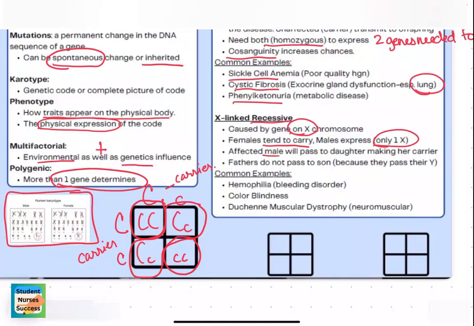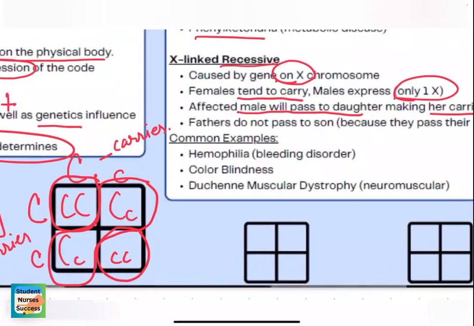So an affected male will pass it on to his daughter because the male passes the X to the daughter, making her a carrier, and fathers do not pass it to the son because they pass their Y to their son. It's mothers that pass it to the son because they pass their one X there. Common examples include hemophilia, which is a bleeding disorder, color blindness, or Duchenne's muscular dystrophy, which is a neuromuscular disease.